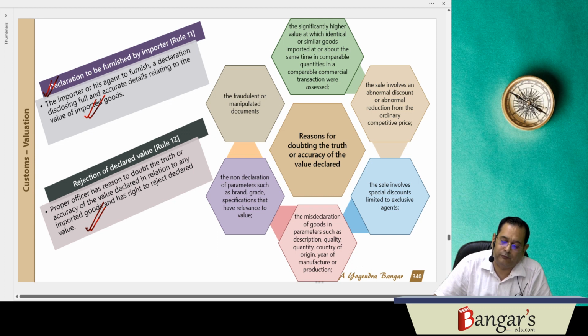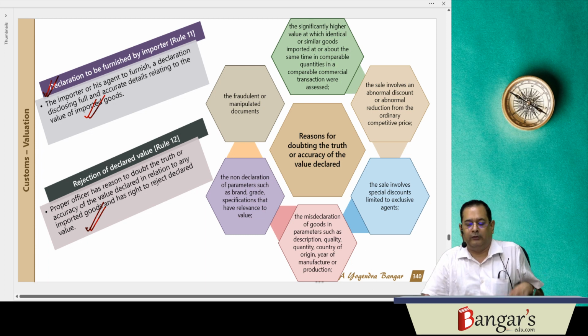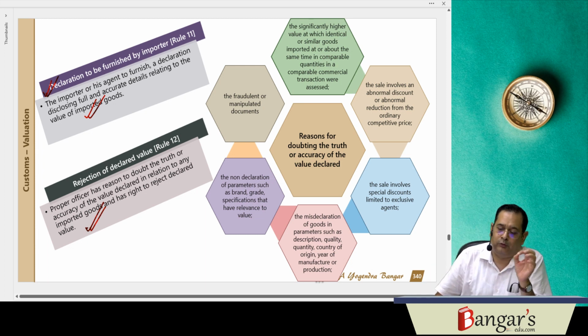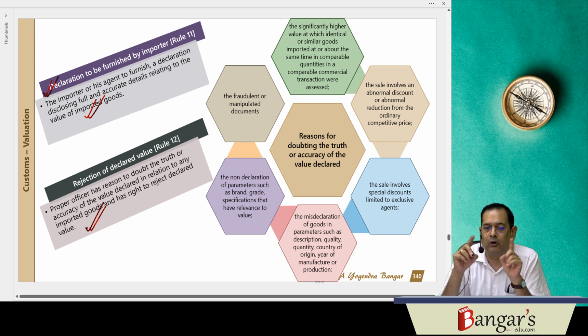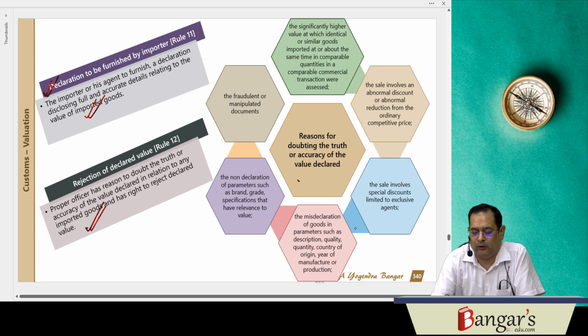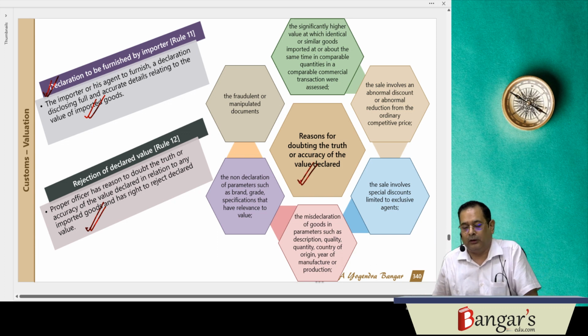In case the proper officer has reason to doubt the truth or accuracy of the value declared in relation to the imported goods, then he has a right to reject the declared value. Now you have to remember what can be the reasons for doubting the truth or accuracy of the value so declared. What can be the reasons? Basically, these can be what? The reasons. One is what?